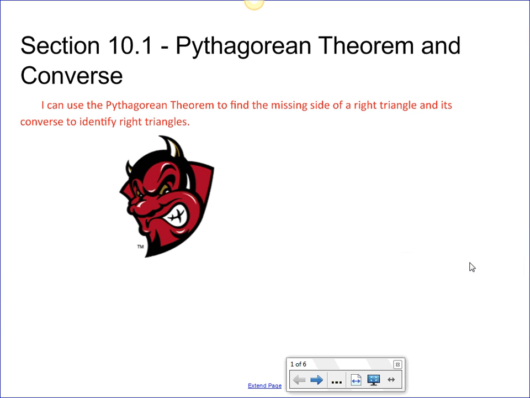Okay, today we're looking at section 10.1, which is the Pythagorean theorem and its converse. And hopefully by the end of this, you can say that I can use the Pythagorean theorem to find the missing side of a right triangle and its converse to identify right triangles.